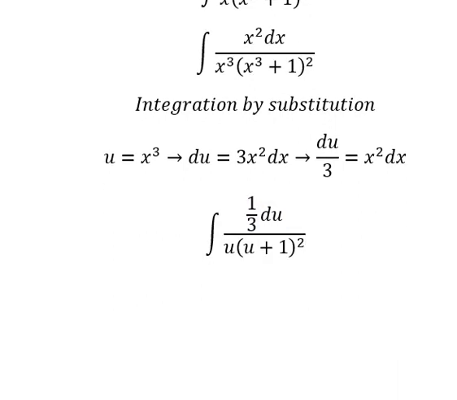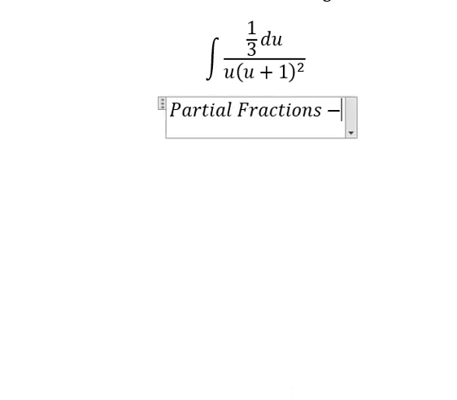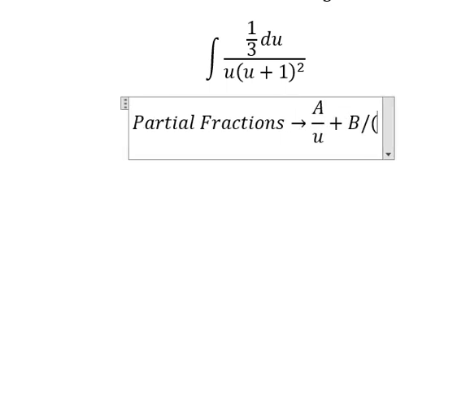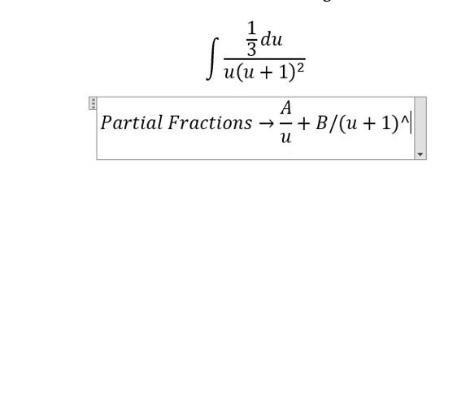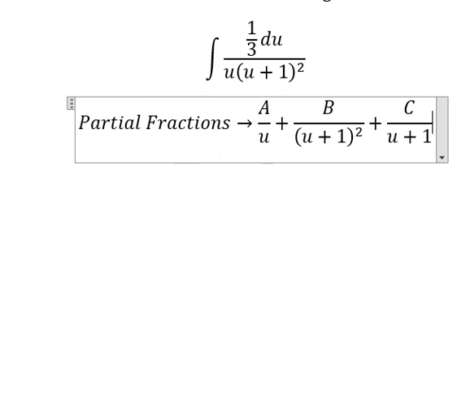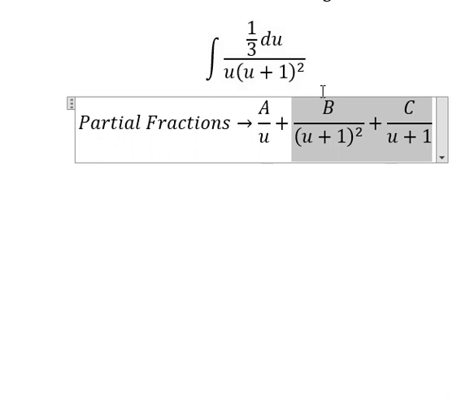Next, we can use partial fractions. So I will put A over u, B over (u plus 1) to the power of 2, and C over u plus 1. Because we have the power of 2, that means we need to have two fractions related to u plus 1.